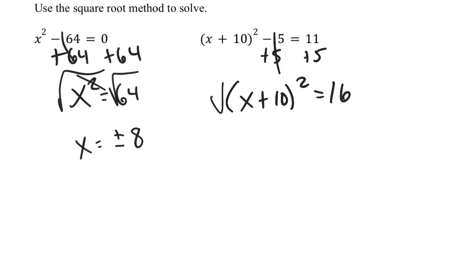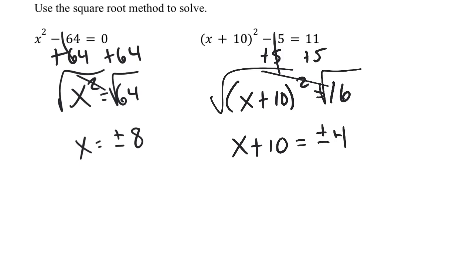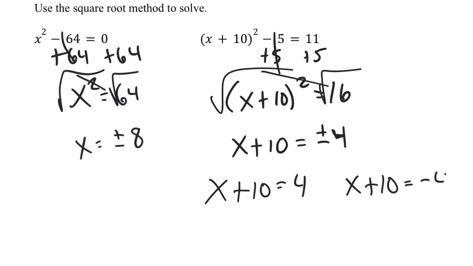I'm gonna take a square root on each side. That'll cancel. So now I have x plus 10 is equal to plus and minus 4 because the square root of 16 is positive and negative 4. So I got to do the positive and negative version. So I have x plus 10 equals 4 and x plus 10 equals negative 4.